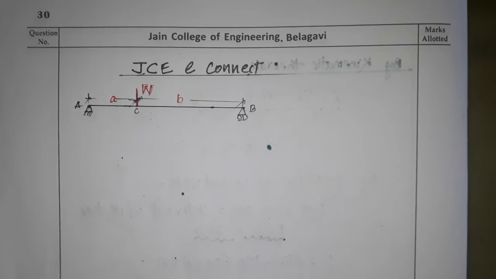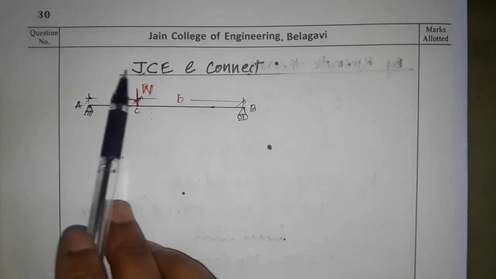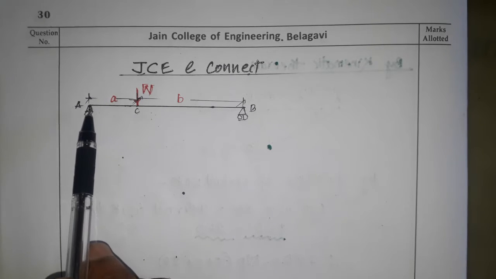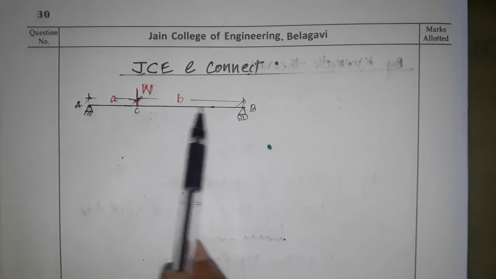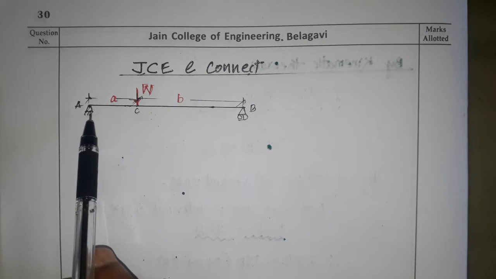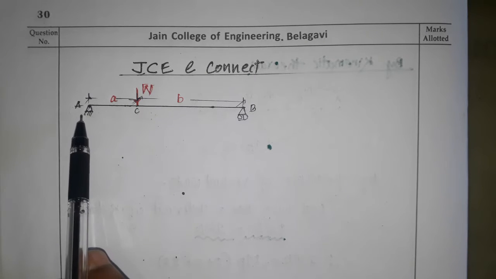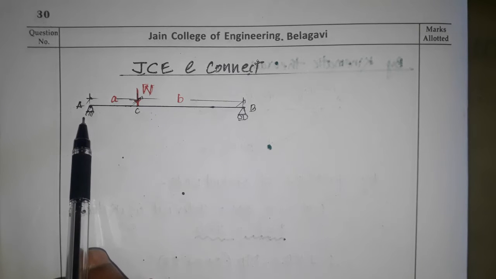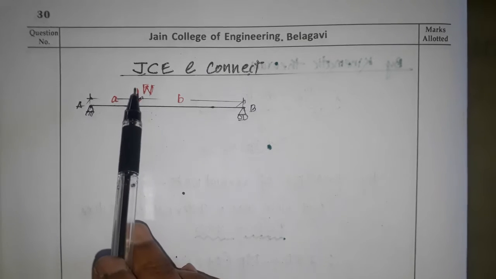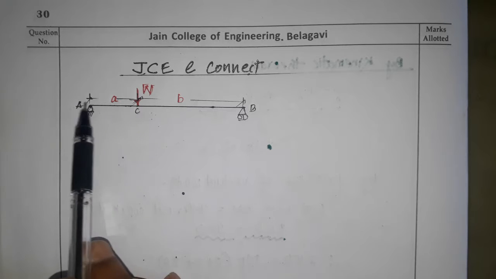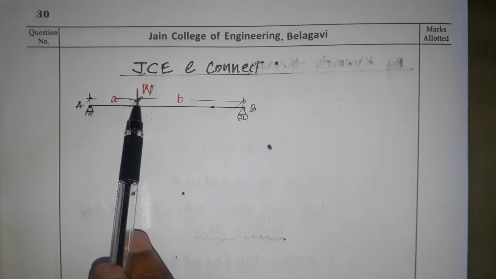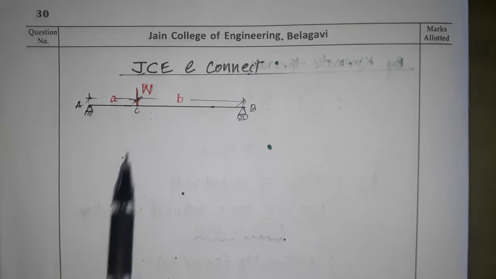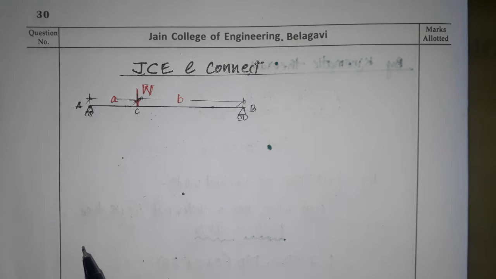Understood? So this is the given structure and given load. This is a structural system, a beam having a span L, with support A being a hinge support and B a roller support. The load is a concentrated load acting at a distance a from support A and at a distance b from support B. So we have to find the collapse load Wc for the given system.